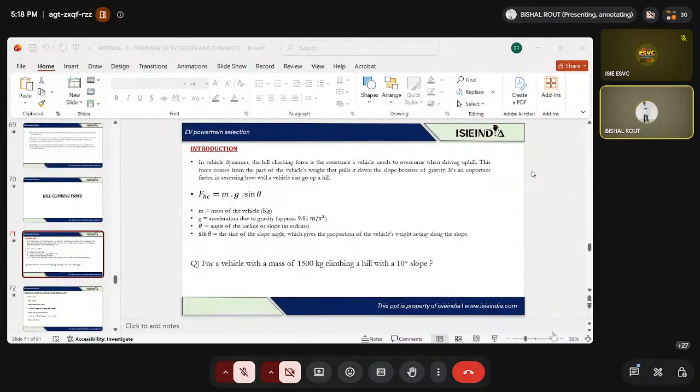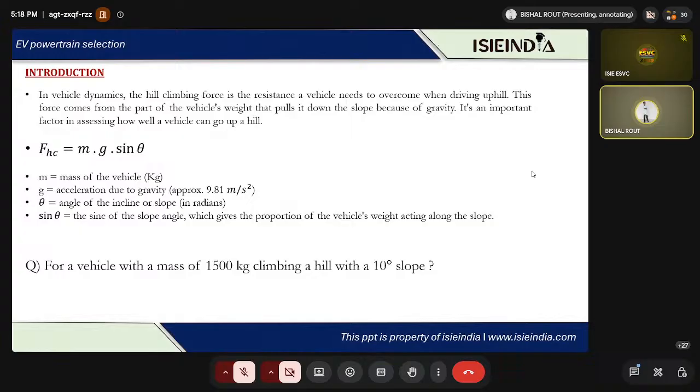Fine. So let us move to something else, which is called the hill climbing force. Hill climbing force will only come whenever you travel your vehicle at a certain angle. For example, there is an angle called theta. You travel at that theta angle, and only then the hill climbing force will come. It is given by the formula Fhc is equal to mg sine theta.